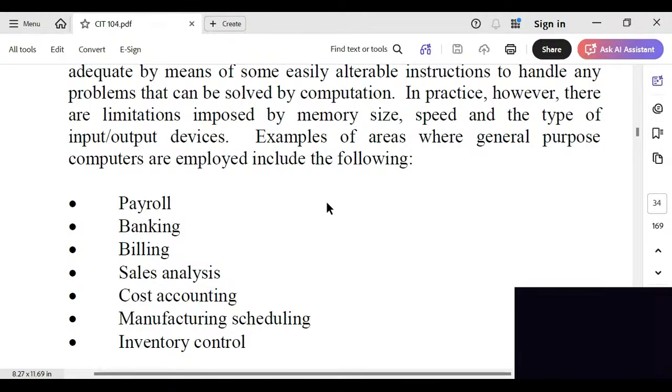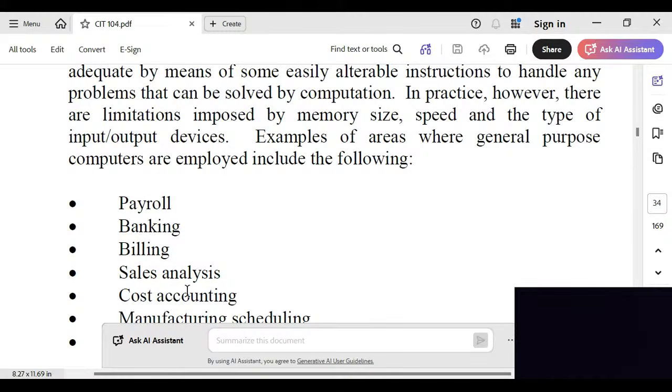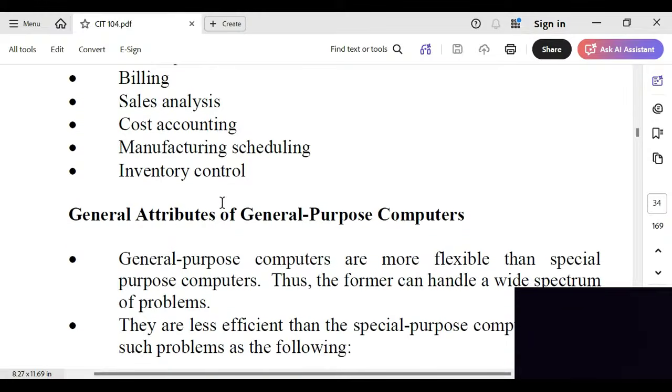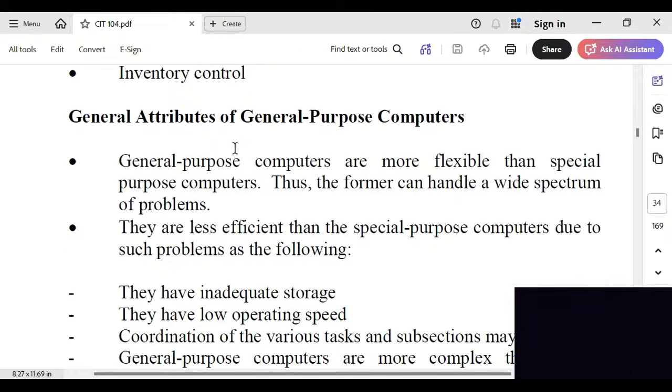All this kind of PC you are seeing around, that you carry in your bag, your laptop, your everything, they are all general purpose computers. Companies use them for payroll. You know what payroll is, the computation of salary payment and all those things. Then banking: all those computers that you see on the cashier desk when you go to the bank are all general purpose, for billing, sales analysis, cost accounting, manufacturing, scheduling, and everything you can think of. Now, what are the general attributes of general purpose computers?